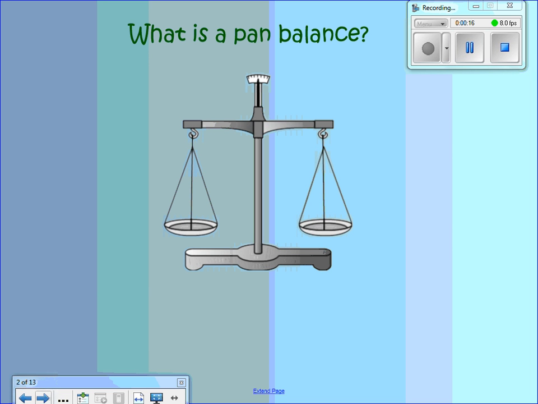Whatever's on this left side, in order to keep it balanced, needs to be on this right side. Whatever's on the right side needs to be on the left side. So for example, each side has a star right now. This is balanced. Each side is always balanced.